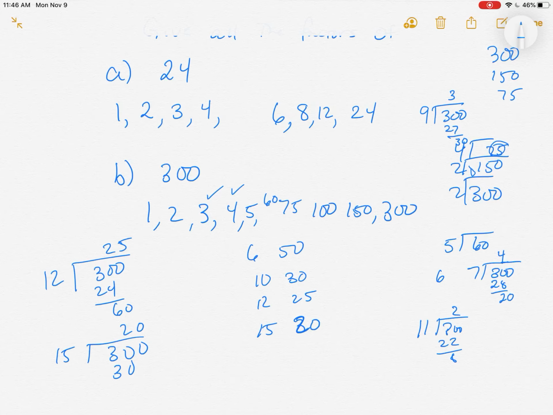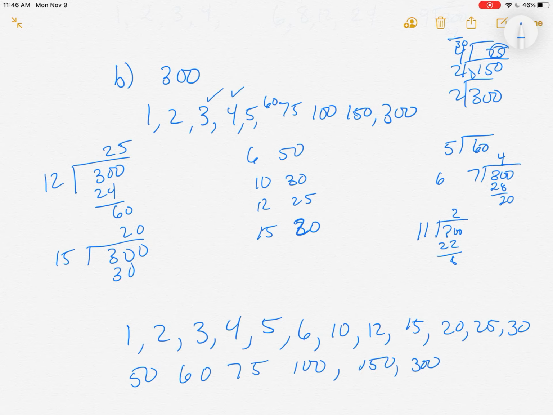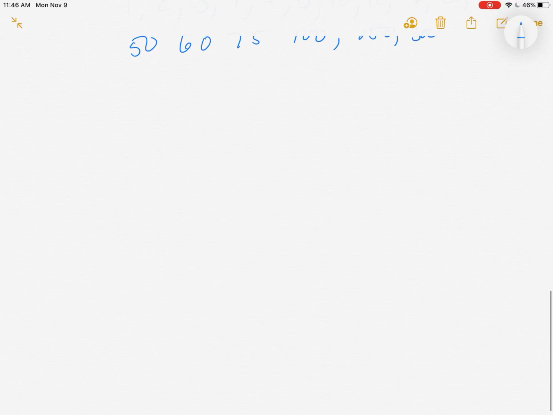So there's all of our factors. If we were to list them out in order, it would be 1, 2, 3, 4, 5, 6, 10, 12, 15, and then it would be 20, 25, 30. And I specifically picked something that would have a lot of factors just to give you the worst case scenario. So let's take a moment to step back about what we did.